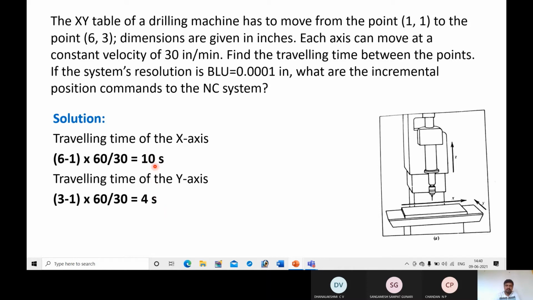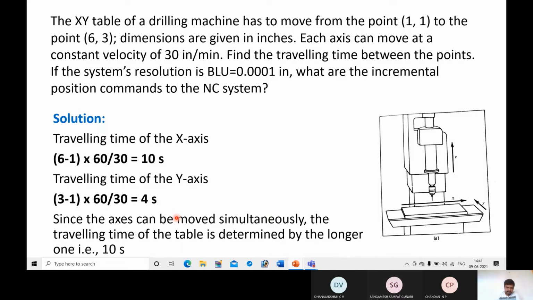That means the overall time required to achieve movement from coordinates 1, 1 to 6, 3 is 10 seconds. Because for 4 seconds there will be simultaneous movement, and for the remaining 6 seconds one has to wait. So we have to consider the larger value. Since the axes can be moved simultaneously, the traveling time of the table is determined by the longer one, that is 10 seconds.